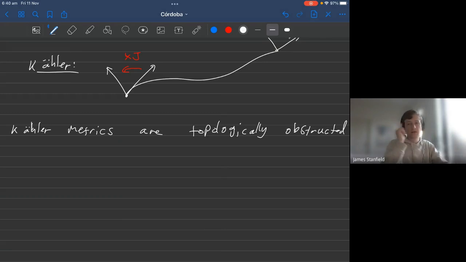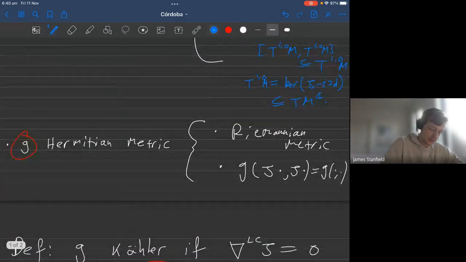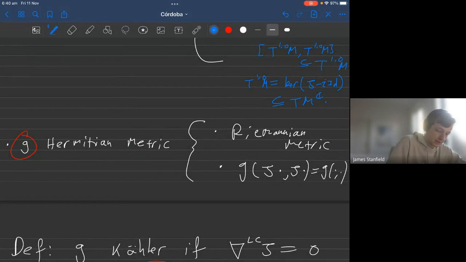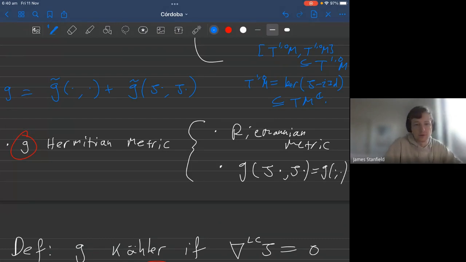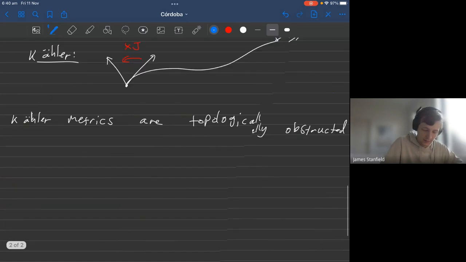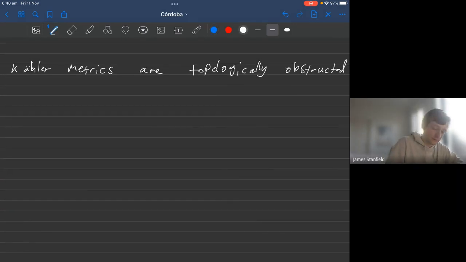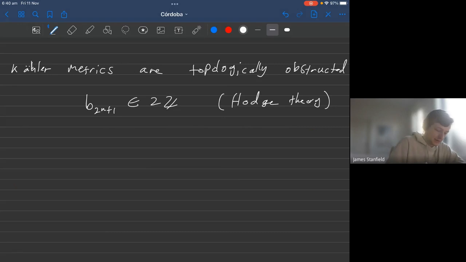Every complex manifold will admit a Hermitian metric, and it's not too hard to see that, right? To get a Hermitian metric from a complex manifold, take some Riemannian metric g tilde and just take its Hermitian part. Okay. So every complex manifold admits an abundance of Hermitian metrics. Whereas Kähler metrics are topologically obstructed. So, for example, the odd Betti numbers have to be even. Okay, and this comes from Hodge theory. All right, so a nice example is the Hopf surface.